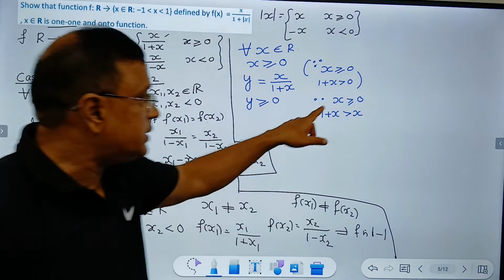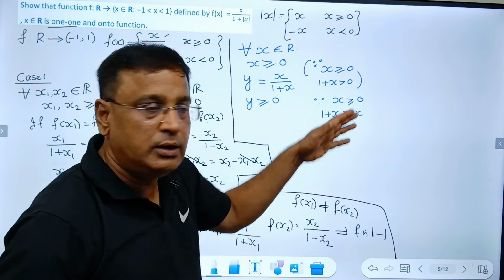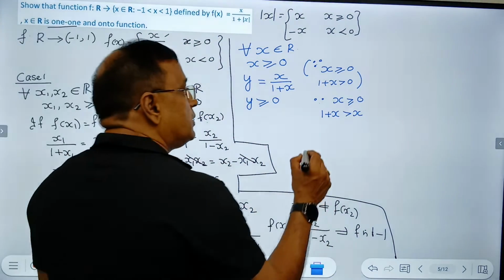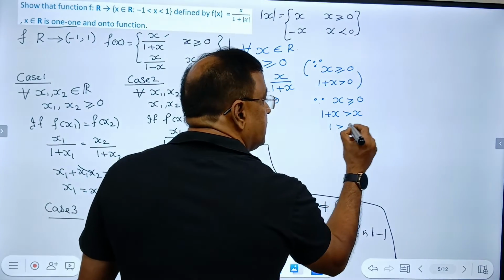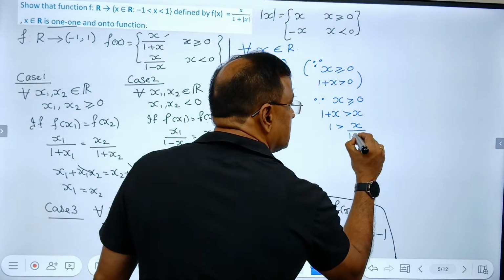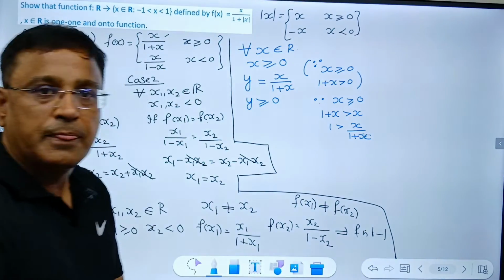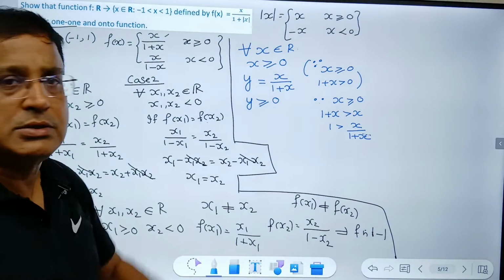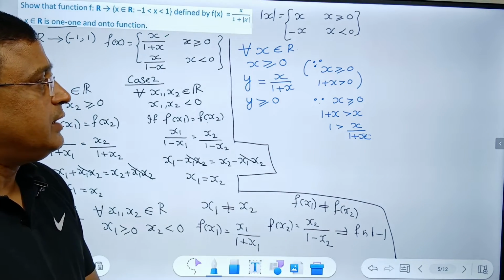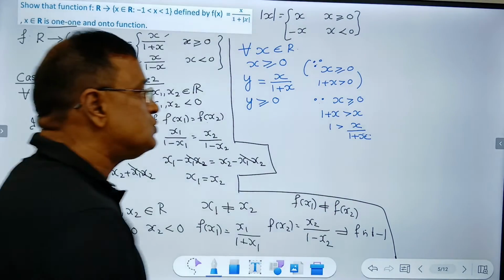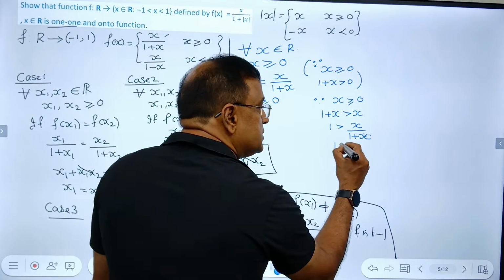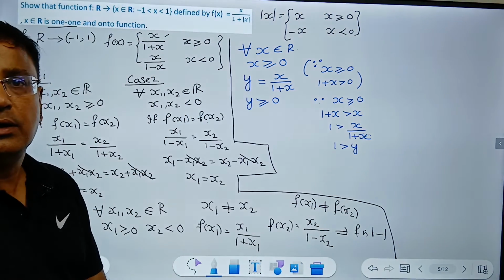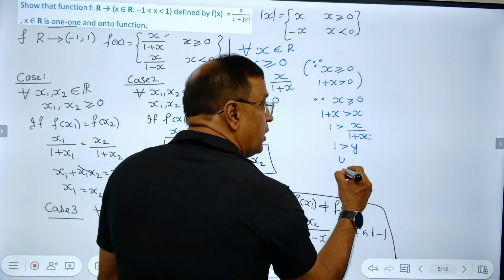Definitely, because x is positive, when you add 1 to it, 1 plus x will always be greater than x, correct? So can I say 1 is greater than x by 1 plus x? I'm dividing by 1 plus x. Because 1 plus x is positive, nothing happens. So 1 is greater than x by 1 plus x. So can I say from here 1 is greater than y? Because x by 1 plus x is y. So from this can I conclude y is less than 1?